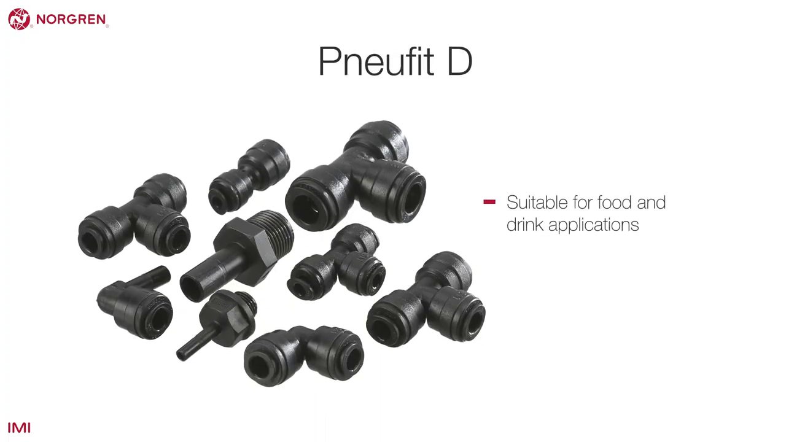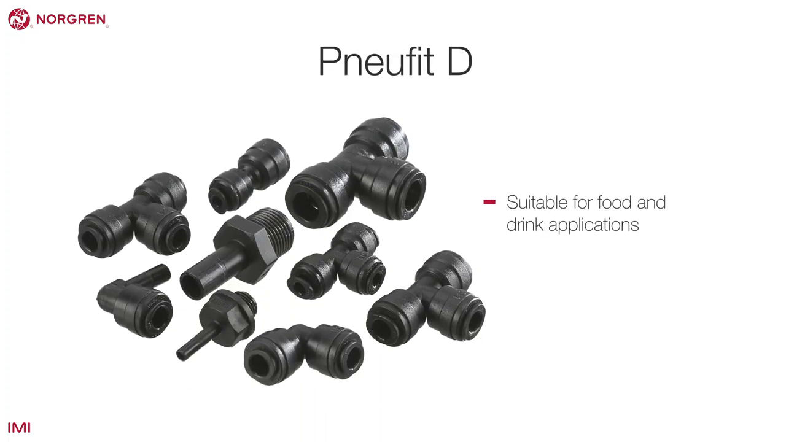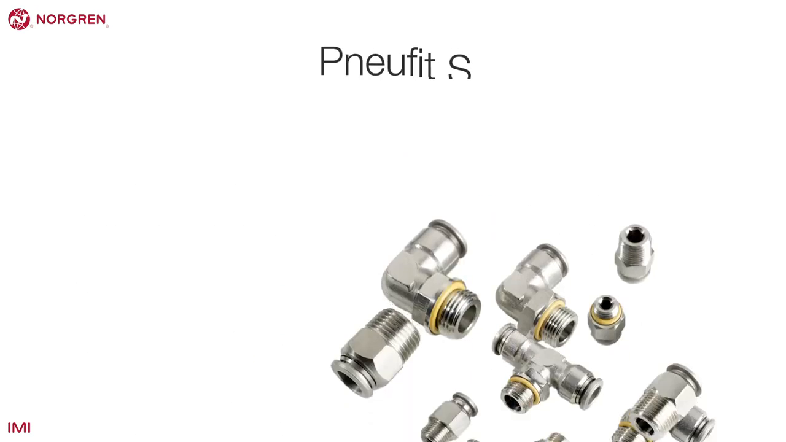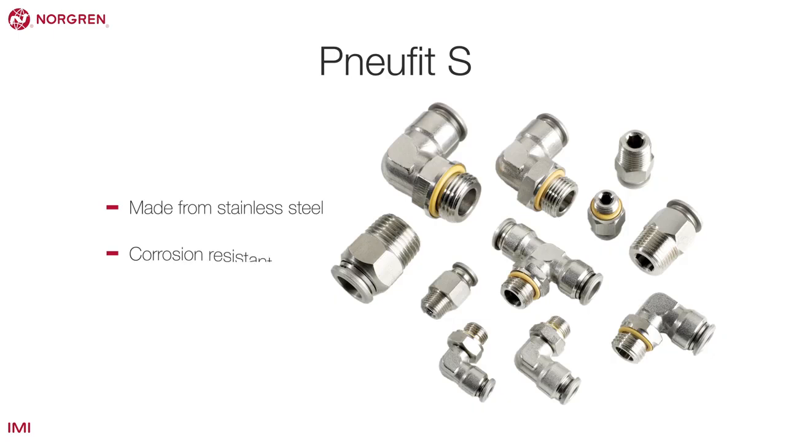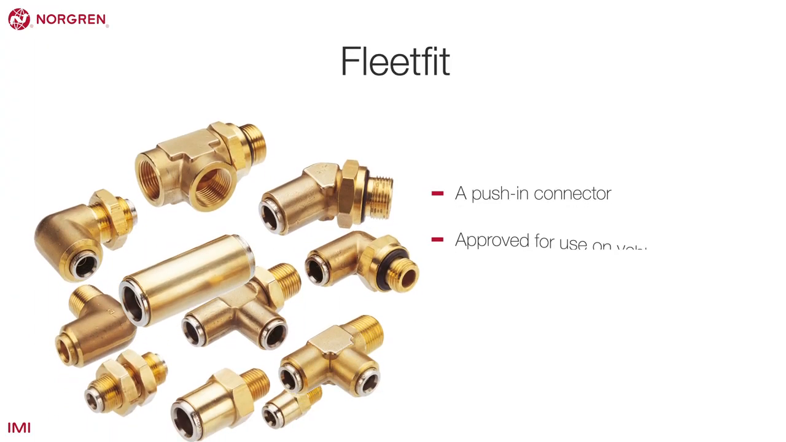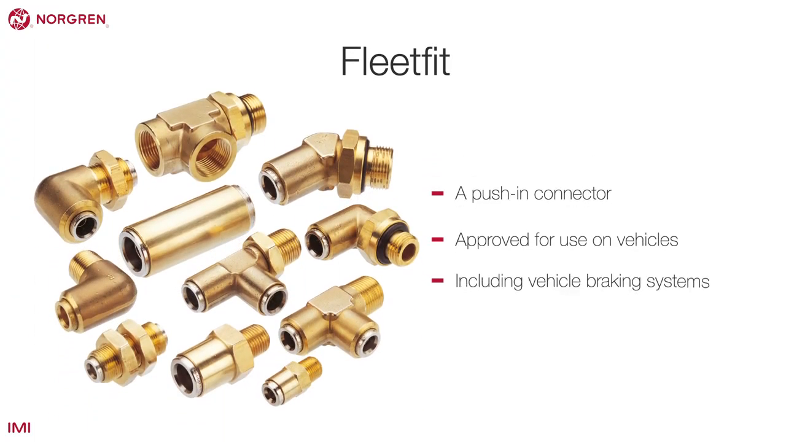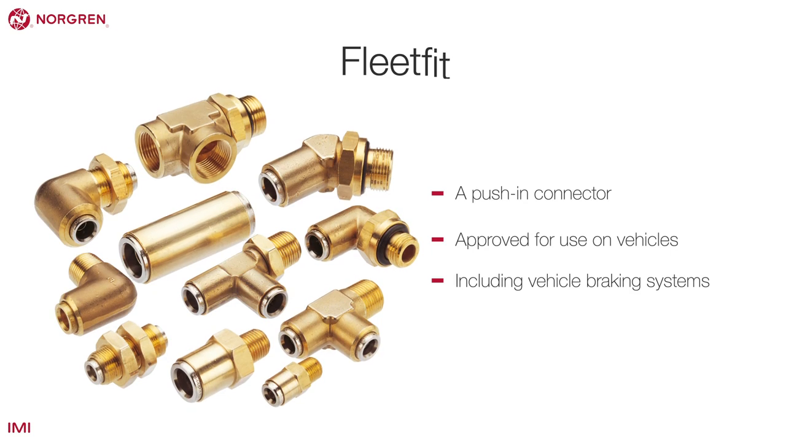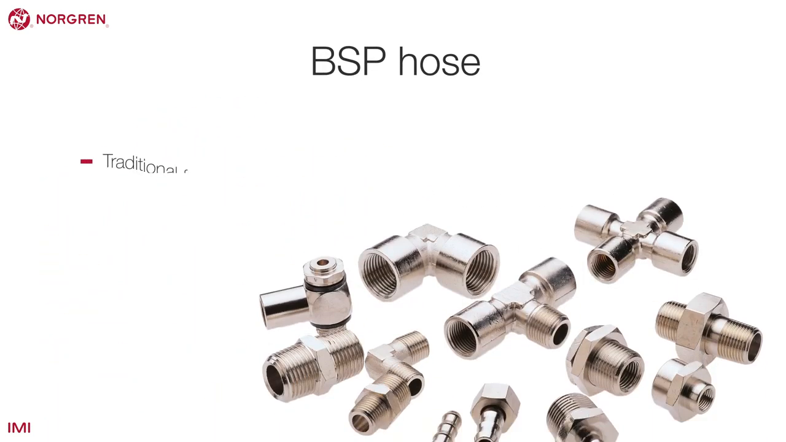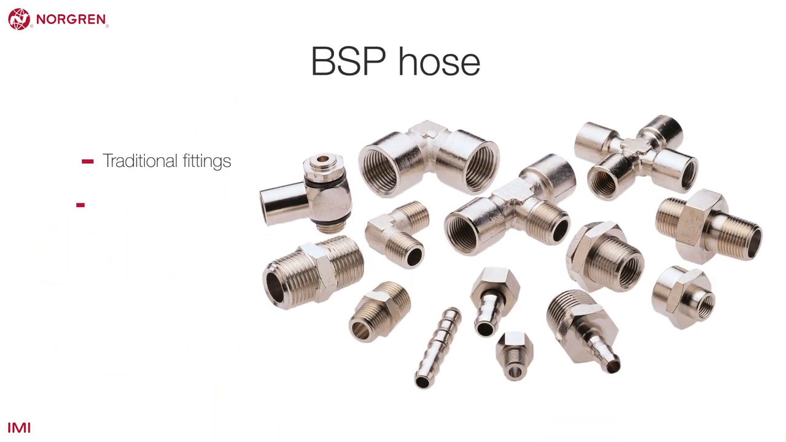There are other push-in fittings in the Norgren range, including New Fit D, suitable for food and drink applications. New Fit S, made from stainless steel, making it corrosion-resistant. Fleet Fit is a push-in connector approved for use on vehicles, including vehicle braking systems. And BSP hose are traditional fittings, including nipple connectors, fir tree connectors, adapters, plugs, etc.